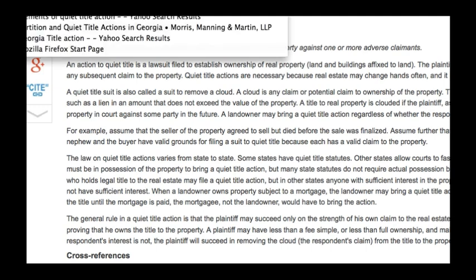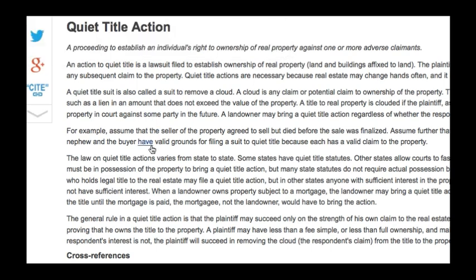But yeah, I wanted to show the elements of the quiet title action. Sometimes they're pointed out like 1, 2, 3, 4. Here we have, under the common law, a plaintiff must be in possession of the property to bring a quiet title action. So you see that? They tell you on this site that under the common law, you must be in possession of the property. So there you have it.